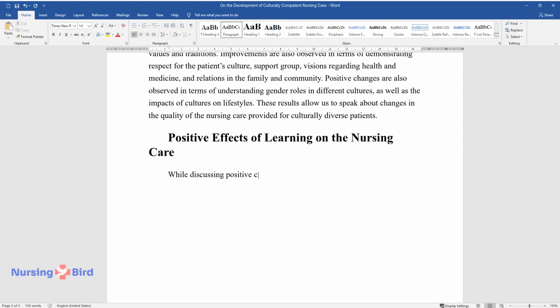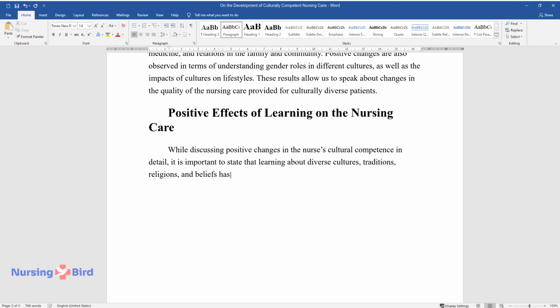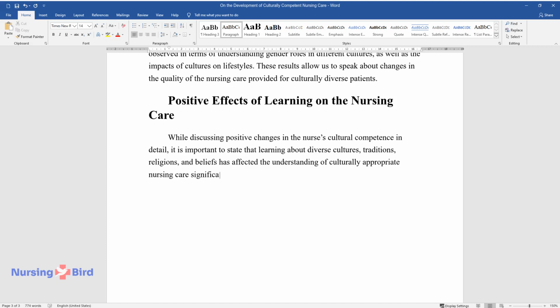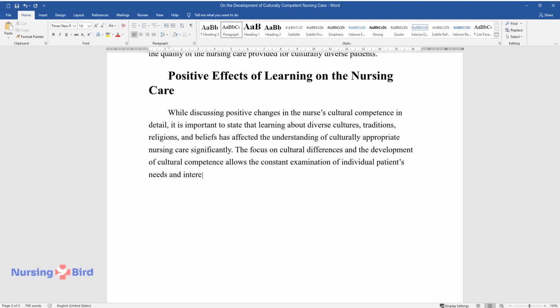Positive effects of learning on the nursing care. While discussing positive changes in the nurse's cultural competence in detail, it is important to state that learning about diverse cultures, traditions, religions, and beliefs has affected the understanding of culturally appropriate nursing care significantly. The focus on cultural differences and the development of cultural competence allows the constant examination of individual patients' needs and interests to provide them with the appropriate care.